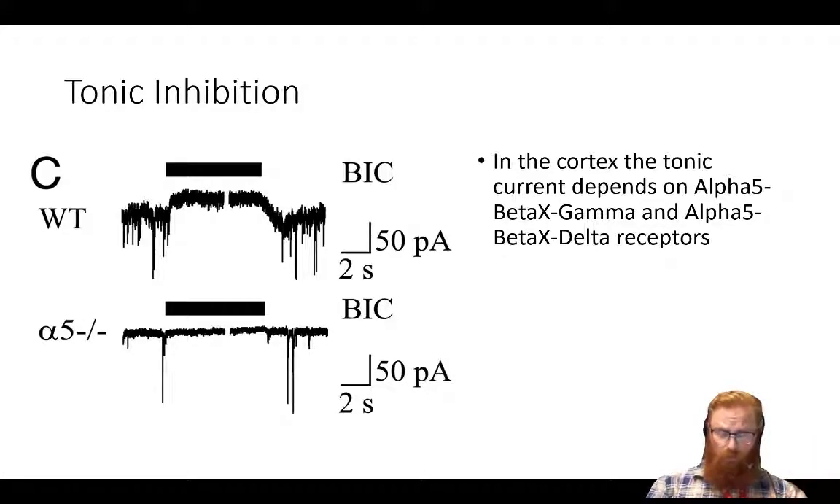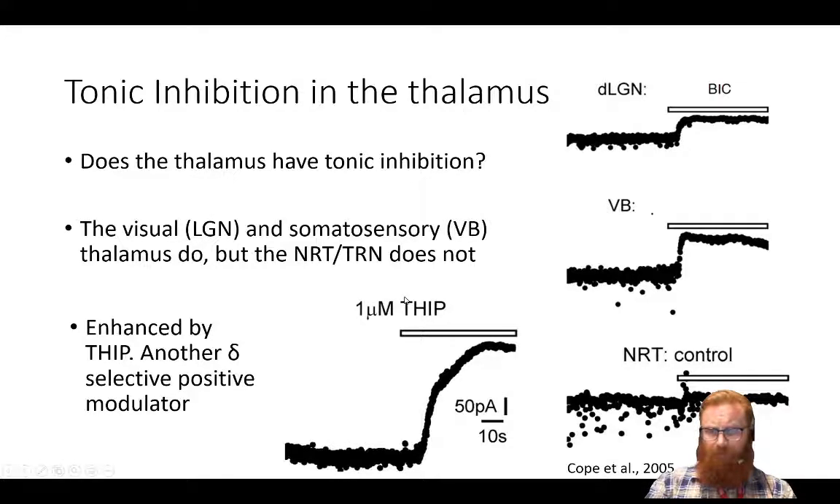And just to sort of wrap the story up, in the cortex, there is also tonic inhibition. It's much smaller, and it is absolutely dependent on this alpha 5 subunit. So again, here's the wild type. They apply bicuculline, another GABAA receptor antagonist, and you can see the current goes up. Then when they wash the bicuculline away, the current returns. But in the alpha 5 knockout, nothing. And it's not just the alpha 5 delta, there's also the alpha 5 gamma that appears to play a role, though that's not demonstrated in this figure.